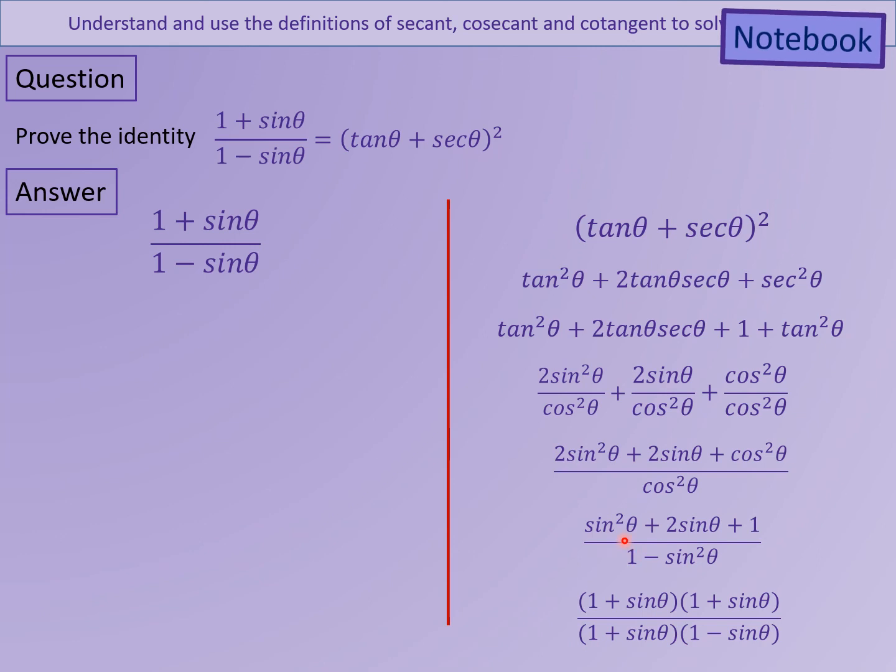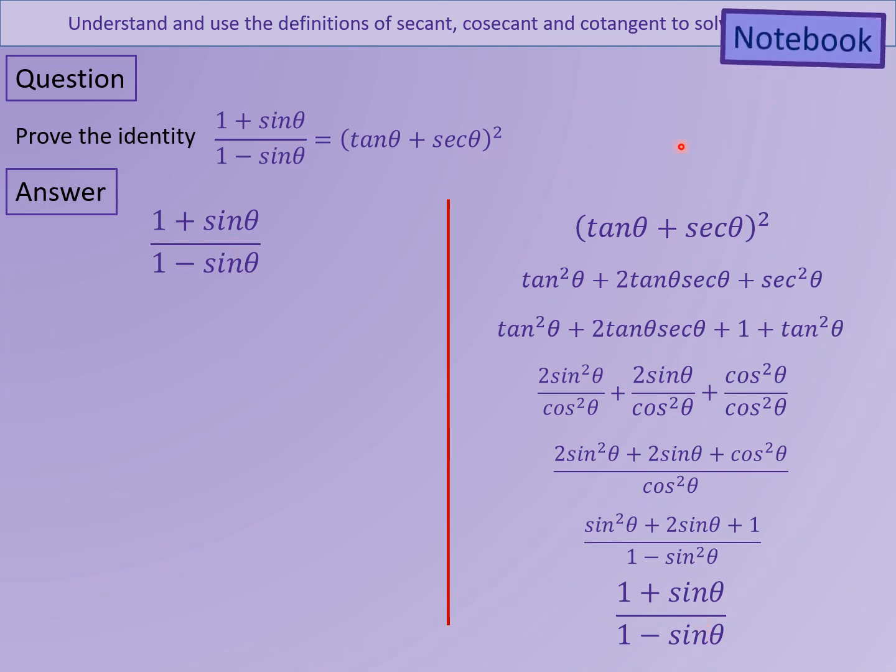Look, 1 times 1 is 1. 1 times minus sine is minus sine, but 1 times plus sine is plus sine. So the two cancel out. And I've also got sine theta times sine theta is minus sine squared. So it's definitely right. And the top is just that bit. Now, why has that helped me? Because I can see now that this and this can cancel out, leaving me the answer I need.